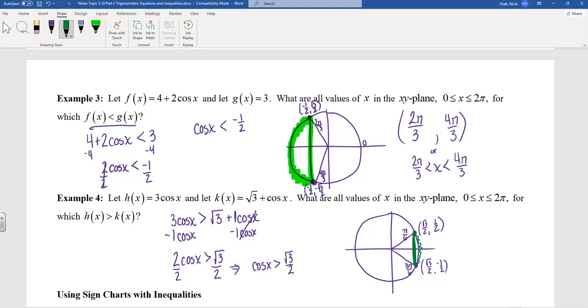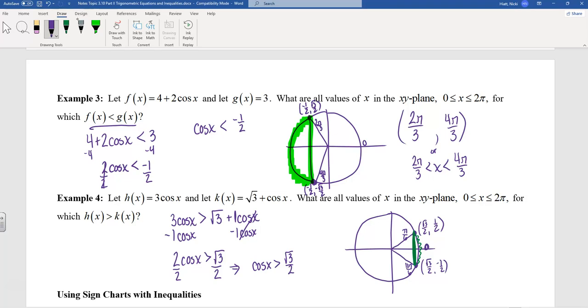Now, you need to be careful on how you give your answers here. We might want to say pi over 6 to 11 pi over 6. But pi over 6 to 11 pi over 6 would be wrong here, because that would be all the values from here on the unit circle all the way around here, right? That would give us the opposite of what we want. That would give us whenever cosine is less than square root of 3 over 2. So when you're giving your answers, always start at 0.